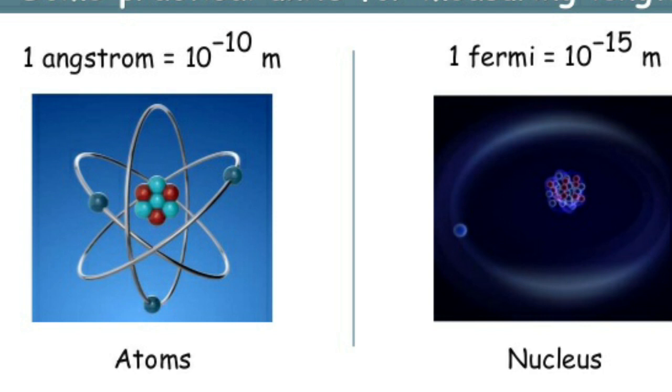Coming to the measurement of the size of the nucleus, we use a still smaller unit, that is the Fermi, and 1 Fermi is equal to 10^-15 meter, and it is the smallest unit of length which we use.